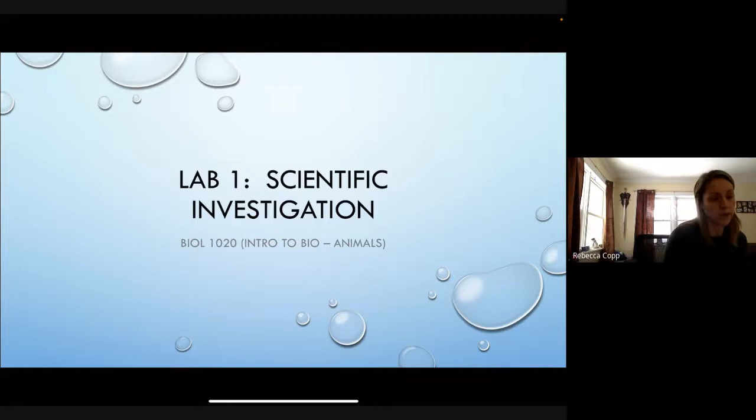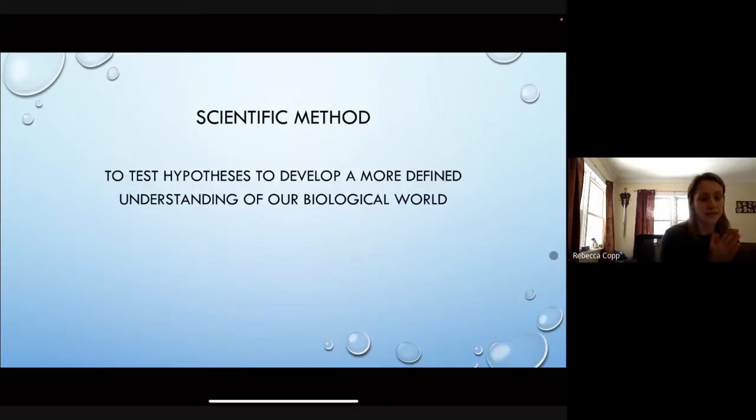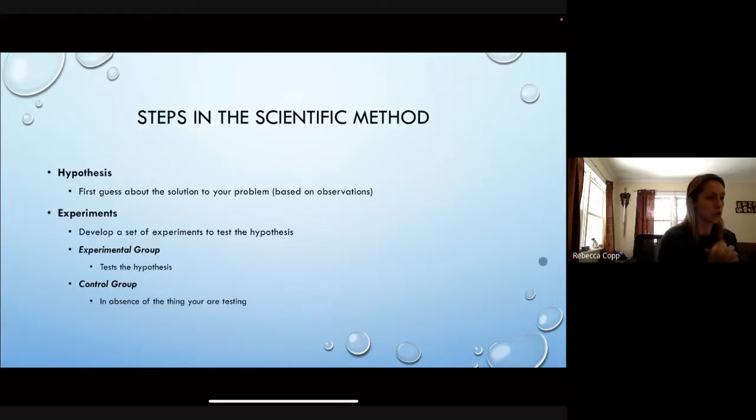So lab 1 is scientific investigation. The scientific method is used to test hypotheses to develop a more defined understanding of our biological world. You should know the steps in the scientific method. The hypothesis is your first guess about the solution to your problem based on observations. Most of this stuff is directly from your lab book, so hopefully you've read through the introductions. Anything that's bold italicized, you could be questioned on for vocabulary.